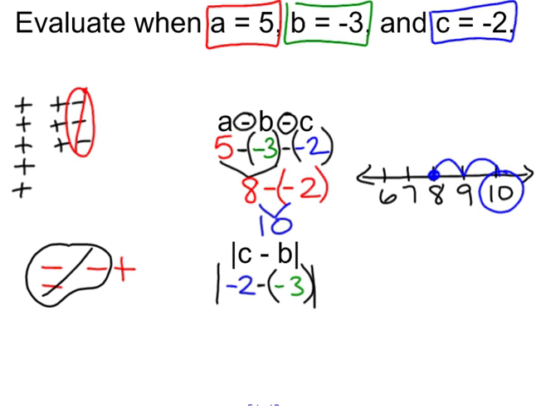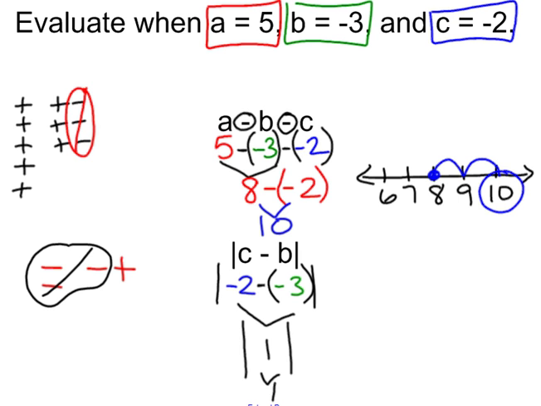So when I do -2 minus -3, that part is going to be +1, and then the absolute value of +1 is still just 1, because 1 is 1 unit away from 0 on the number line. So final answer for the second example is just 1.